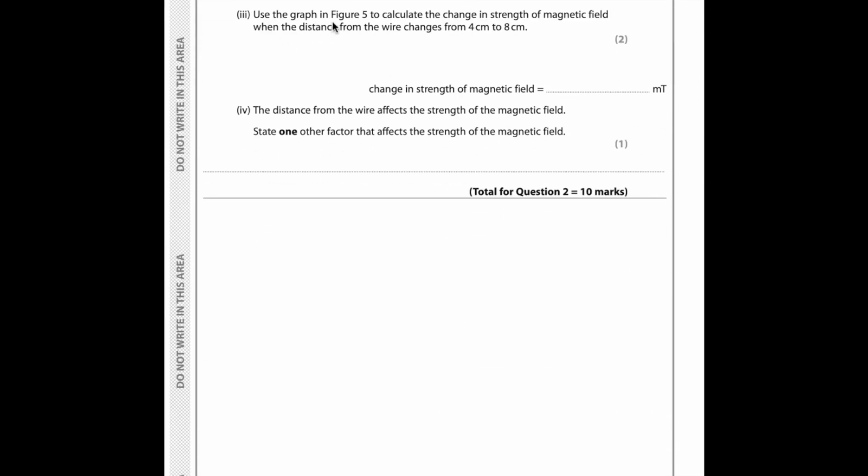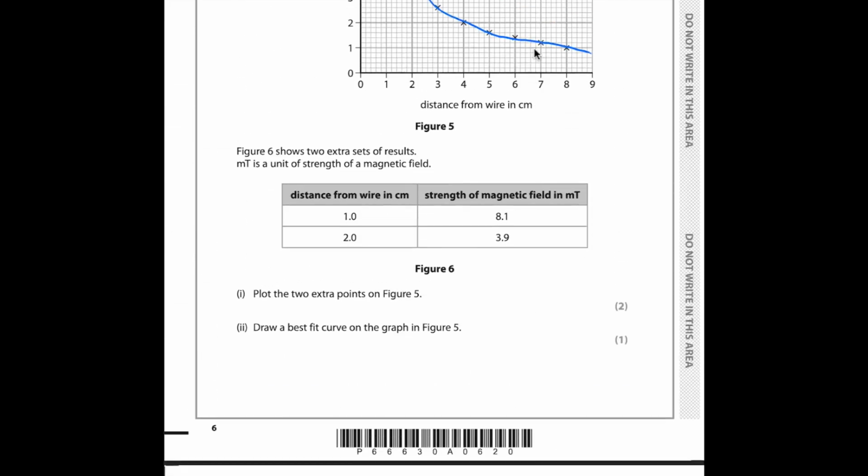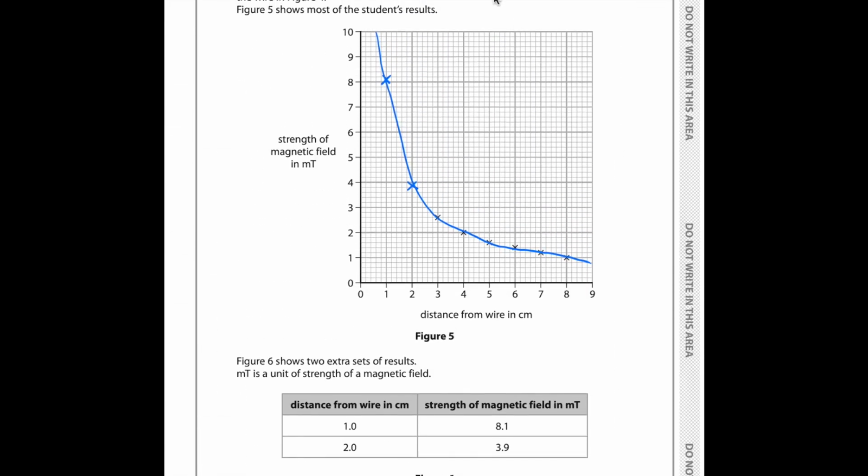Part 3. Use the graph in figure 5 to calculate the change in strength of magnetic field when the distance from the wire changes from 4 to 8. So how much did the magnetic field change from 4 to 8? Right, well there's the distance at 4 and there's the distance at 8. So at 4 that was 2, and at 8 that was 1. So it's basically gone from 1 to 2, so the difference is 1.